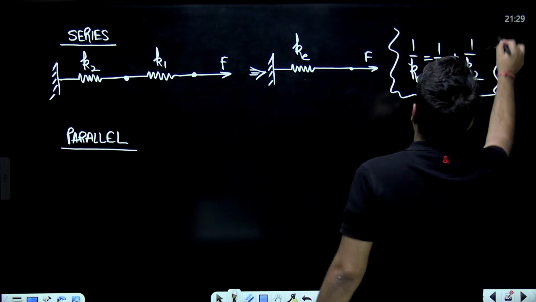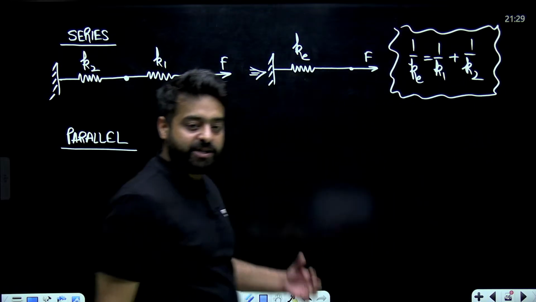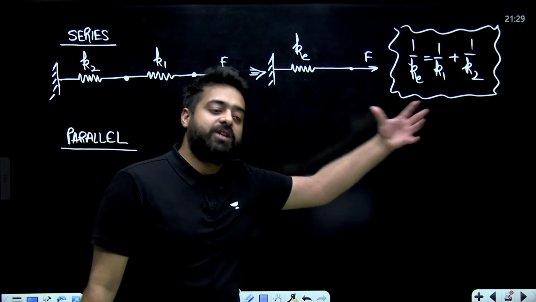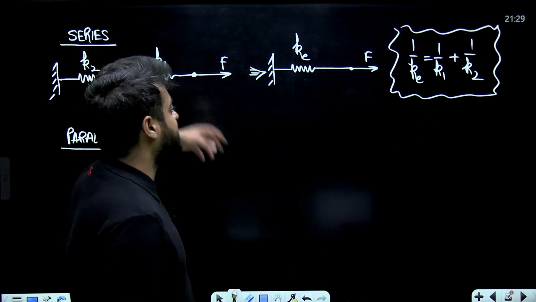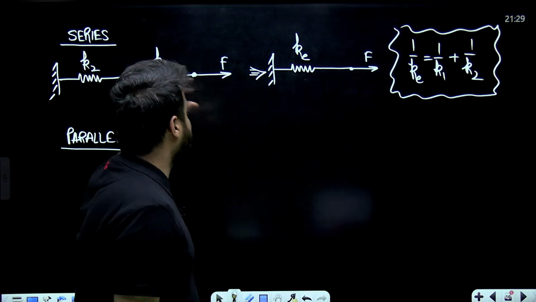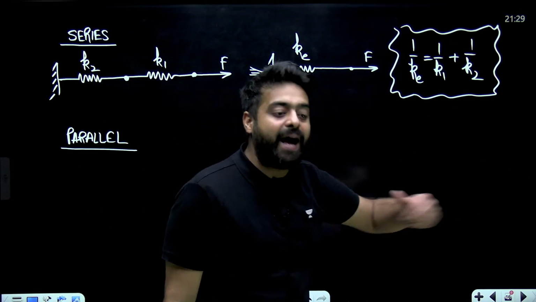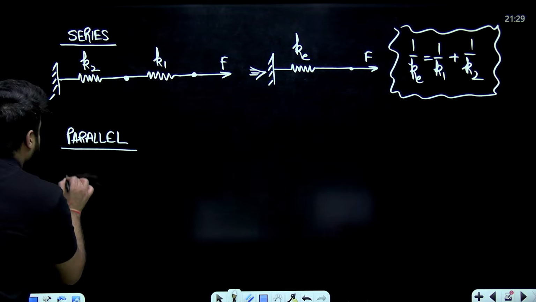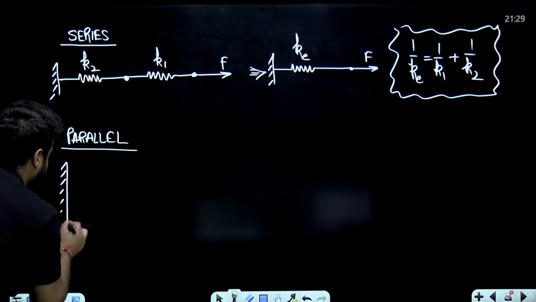I can show you this relationship. This is like inverse in the resistance. In resistance, series resistances get added, but in stiffness it actually gets decreased. Why? You need to feel. In parallel, what happened? Just see this.